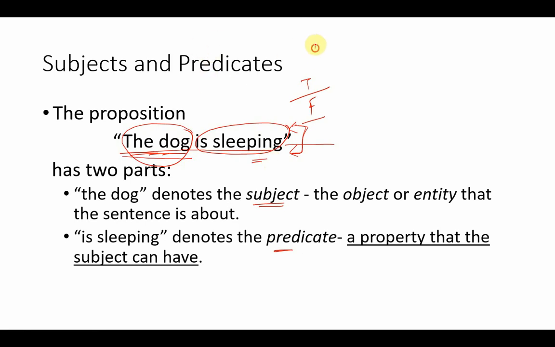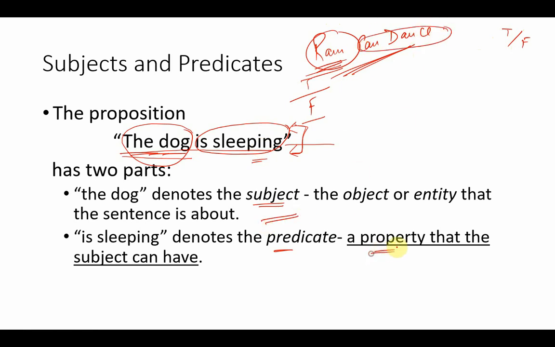If I say Ram can dance, similarly, Ram is the subject about which this proposition is talking. Once again, this proposition can have a truth value of true or false depending upon the particular person Ram and his expertise in dancing. So Ram can dance is a proposition. Ram is the subject of the proposition, whereas can dance is the predicate. It's the property that the subject can have. Once again, this entire proposition becomes true or false depending upon whether the subject possesses this property or not.